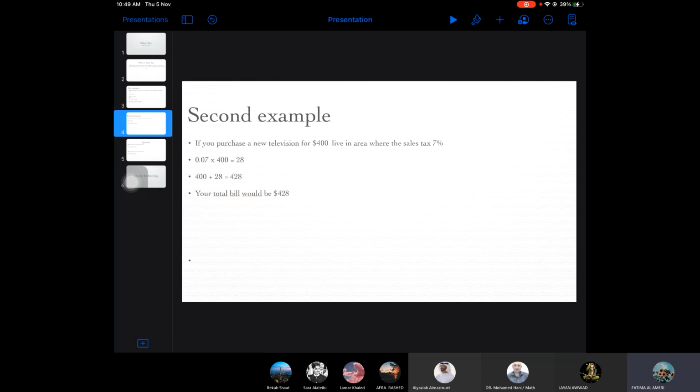The second example: we can turn the percent to a decimal. For example, if you purchase a new television for $400, and live in an area where the sales tax is 7%, how do we turn 7% to a decimal? We will divide 7 by 100. Why do I divide 7 by 100? Because percent is out of 100. When we divide by 100, we will have 0.07. Then we'll multiply 0.07 with 400. We will get 28. After that, we will add it to 400. So we will have 428. Your total bill will be 428.